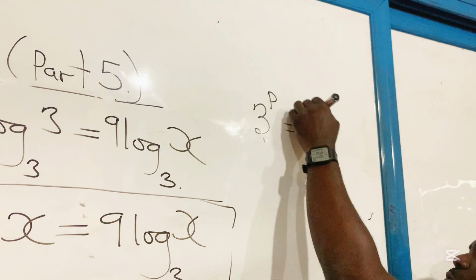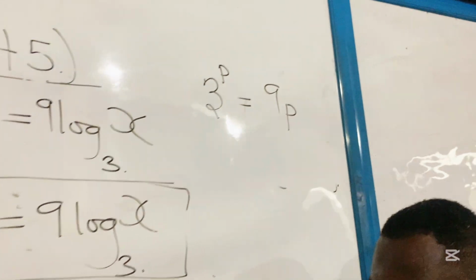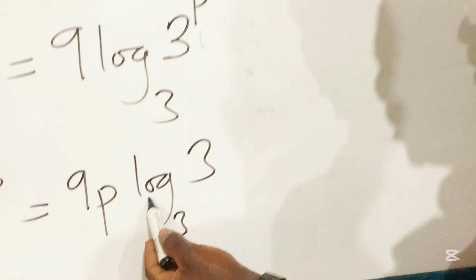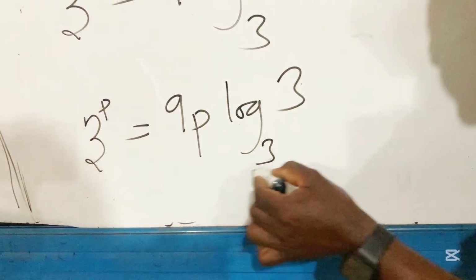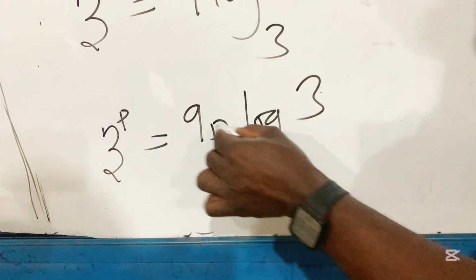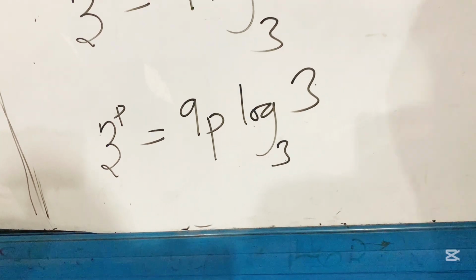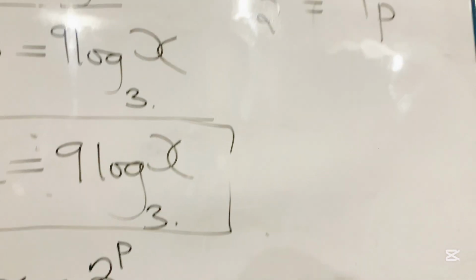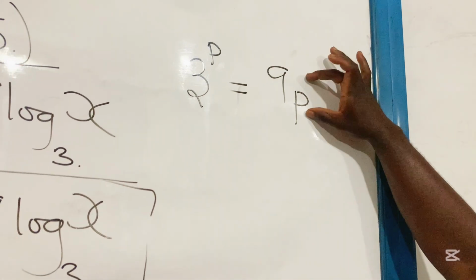3p is equal to 9p. Why? Because log of a number, we said it earlier on, if the number is the same as the base, then everything here will turn 1. So 1 times 9p will give you 9p. So you ask yourself, what number when you put here will give you the same as this?